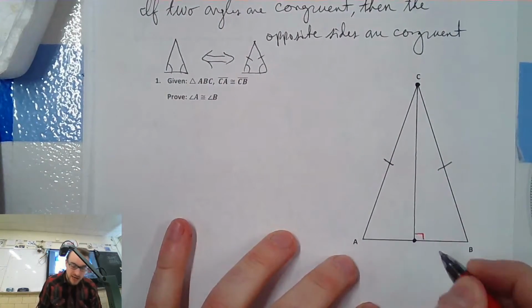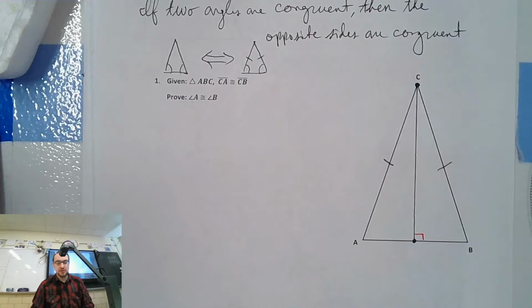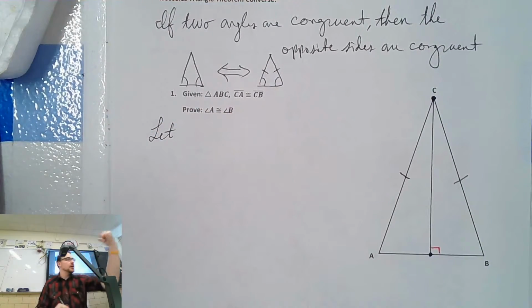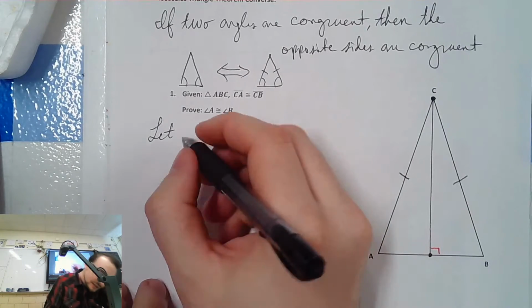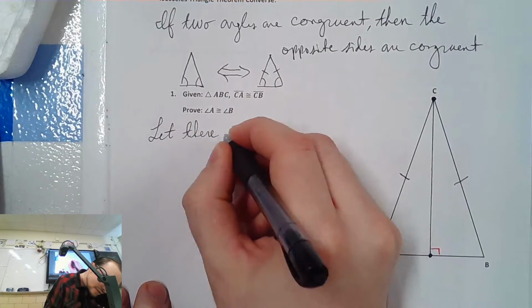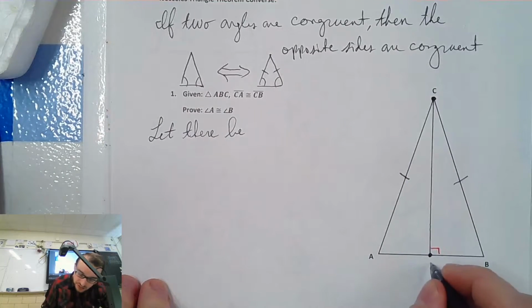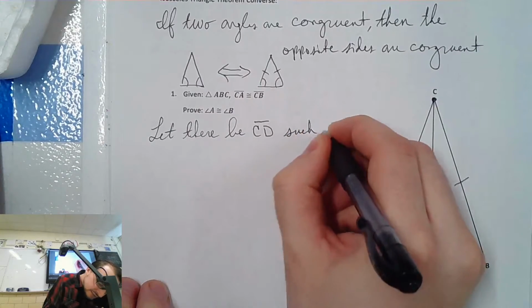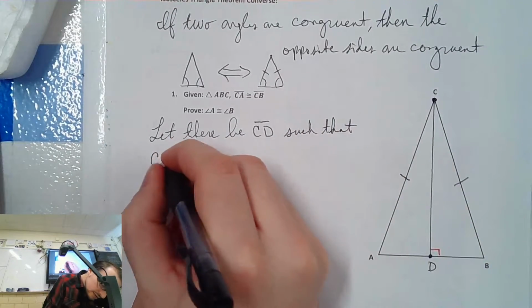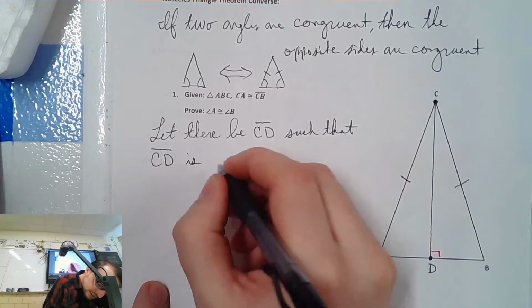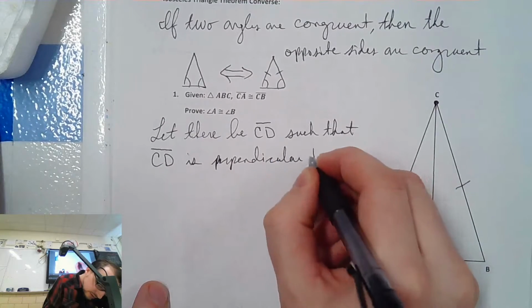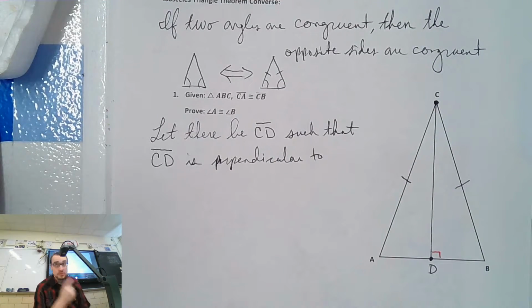And the way we do that in words, on the diagram, very easy. You draw the line and call it 90 degrees, right? The way we do that in words is we say let. Like let there be light, and you create it. So we're going to say let there be, let's call this segment CD, such that CD is perpendicular to, what segment is it perpendicular to? AB.